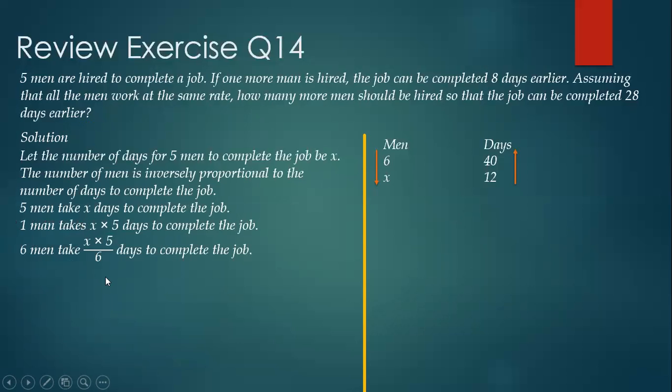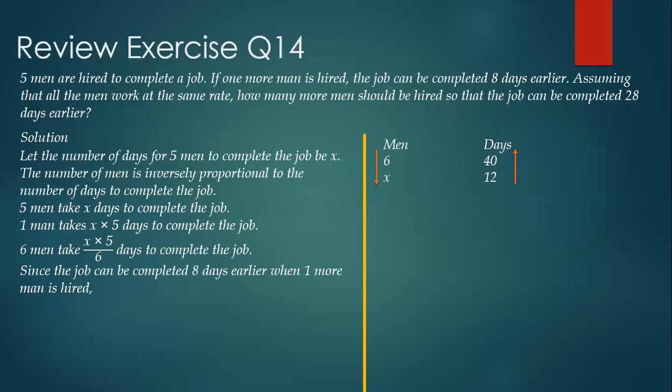And 6 men, because one more man is added, will take how much? X multiplied by 5 divided by 6 days. You can do this whole thing with the ratio and proportion method if you feel like, but the unitary method is also fine.